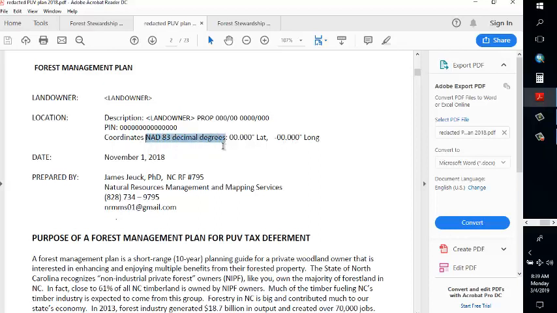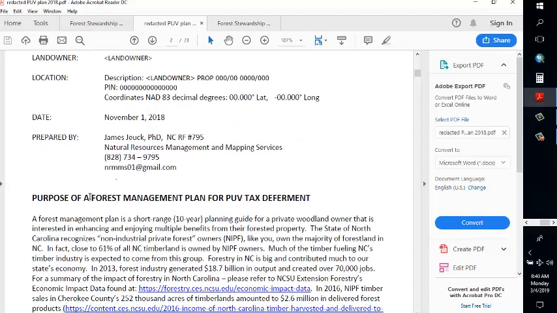You could also just hold your cursor over the map on ArcGIS or in Google Earth, and you can switch the view so that it's showing you lat-long coordinates. A lot of times people will put those in. If these plans are going to be used for present use, which a lot of them are, having that PIN number is pretty important because that allows the tax office to look that property up directly. Then the date that this was reported, and prepared by whom.